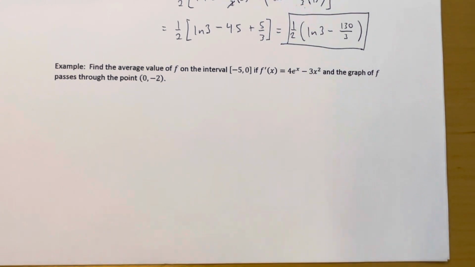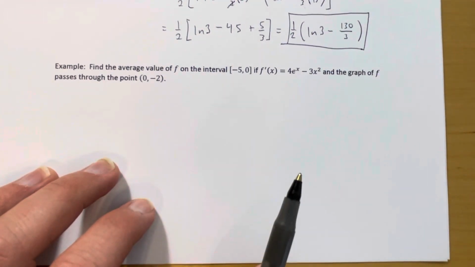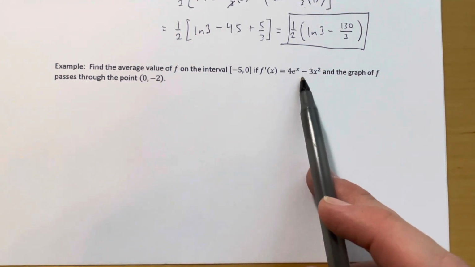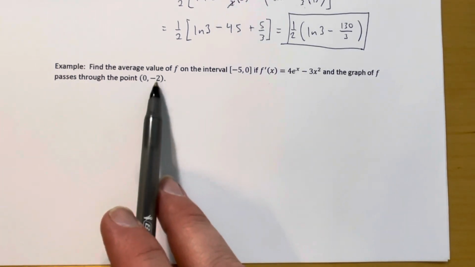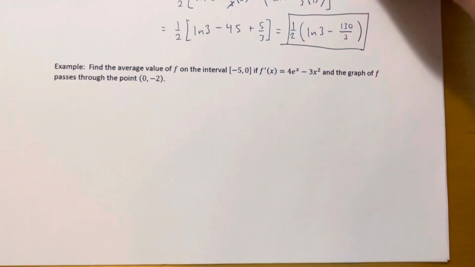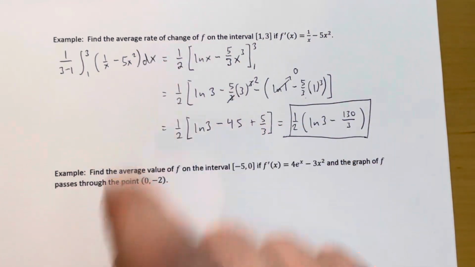All right. Next example. We want to find the average value of f on the interval -5 to 0 if f prime of x equals 4e to the x minus 3x squared, and the graph of f passes through this point, (0, -2). So the tricky thing about this problem is, if you notice, it looks similar to the previous one in that we're given f prime, but it's not asking for the same thing.